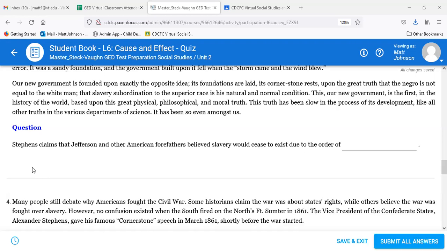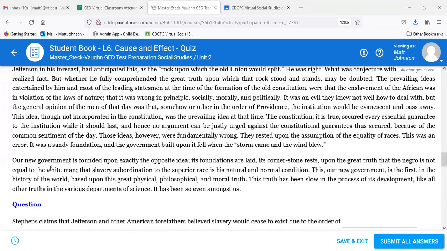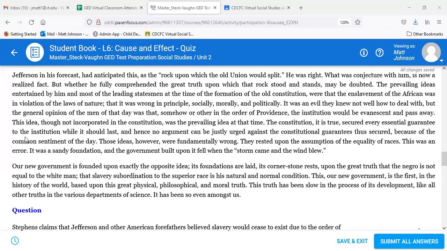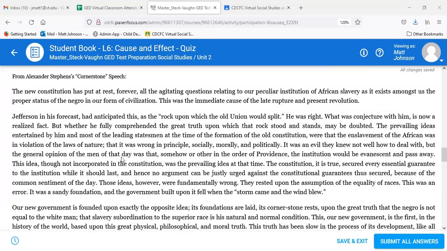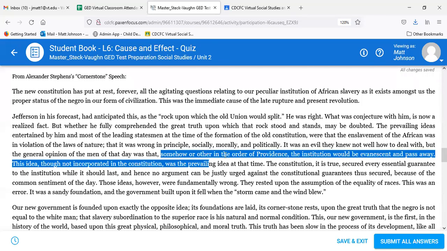Stevens claims that Jefferson and other American forefathers believed slavery would cease to exist due to the order of. So it's up here in the. No idea. This is one that you would have to probably search for if you came across that in a test or something. So it's right here, somehow or other.